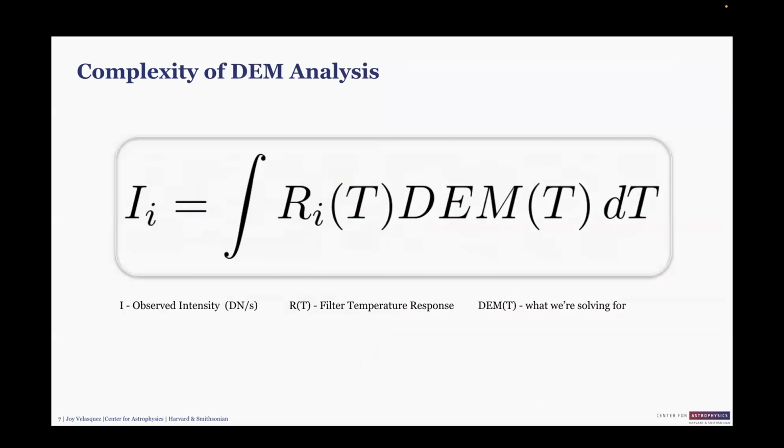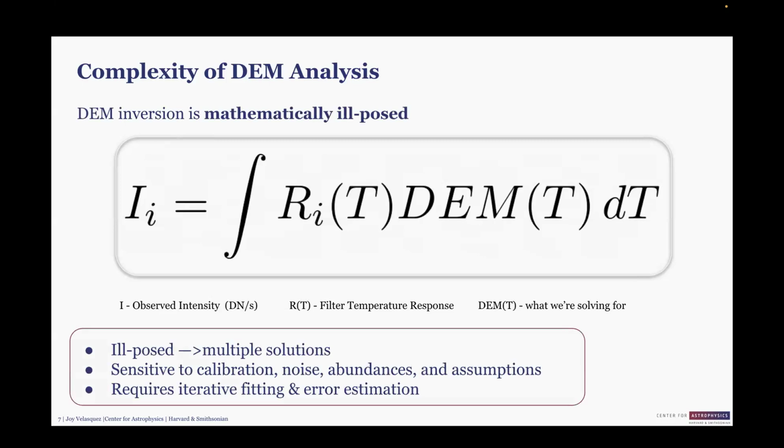To talk a little bit more about the complexity of DEMs, this is the equation that you can get your DEM from. You have your observed intensity, sort of like I showed you before. You have an observation, you pick a pixel, and you can get the observed intensity divided by the exposure time, which is how you get the data numbers per second, integrated over the temperature response, which is already offered in XRTpy, times your differential emission measure, integrated over temperature. As simple as it sounds, you would just get the DEM on one side and all the other values on the other side. But there is some complexity with this.